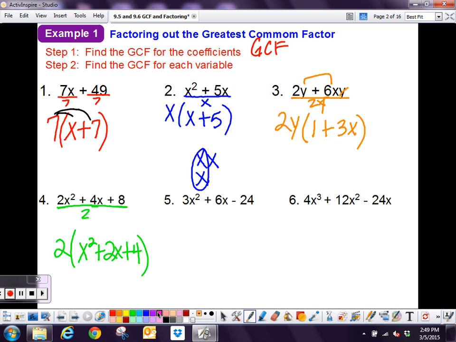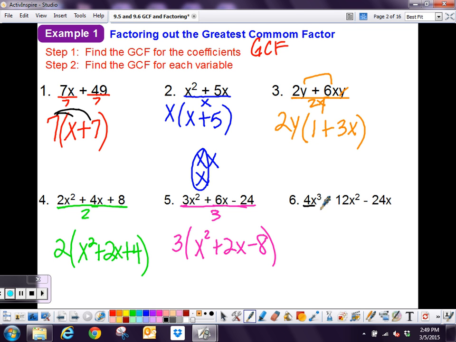Okay, number 5, I'm going to look at my coefficients. Looks like I can take a 3 out of all that, and they don't all have the same variable. So I'm just going to divide this all by 3. And that leaves me with x squared plus 2x minus 8.